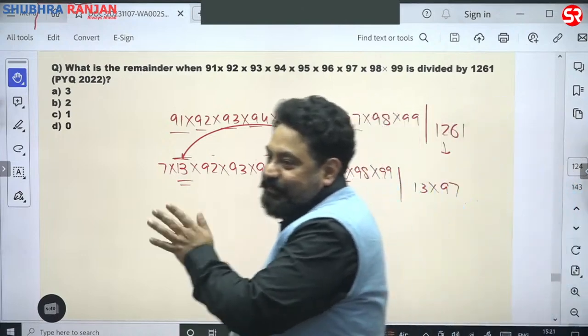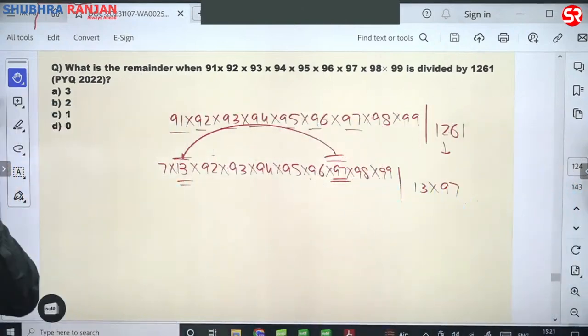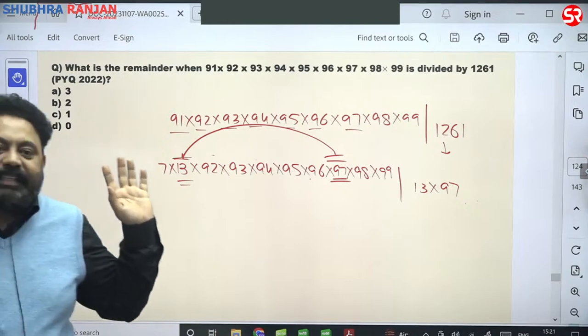Can I erase this? Is it okay? Guys, have you understood it? Stress तो नहीं हो रहा किसी को?